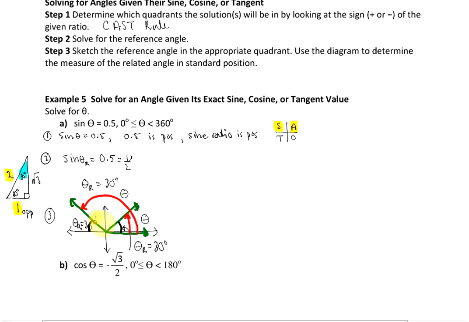So we get our reference angle of 30 degrees in the second quadrant. Okay, well, as you can see from the diagram, our reference angle and our first angle in the first quadrant is the same. So our first quadrant angle is 30 degrees.